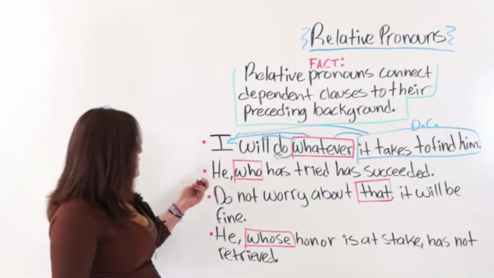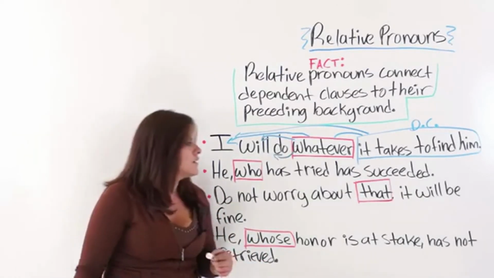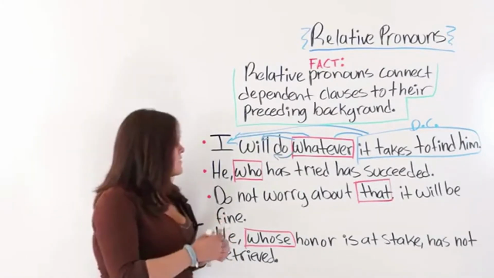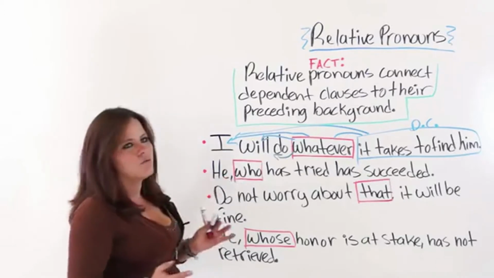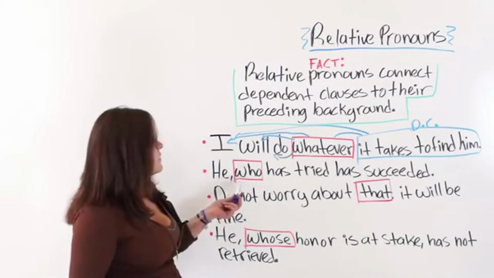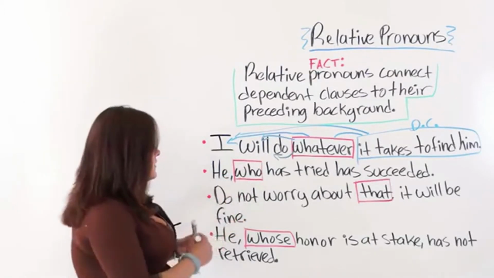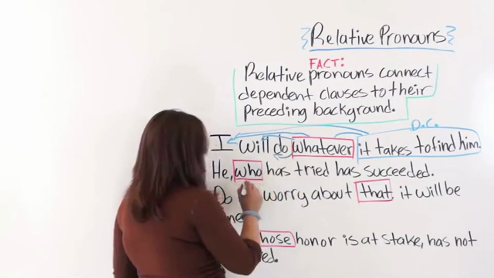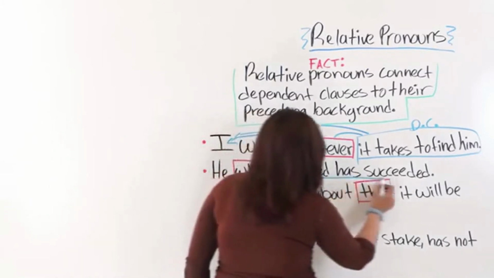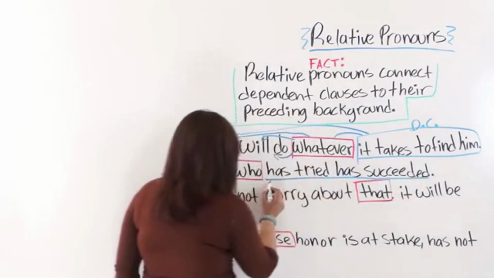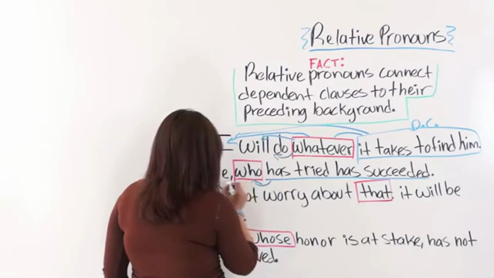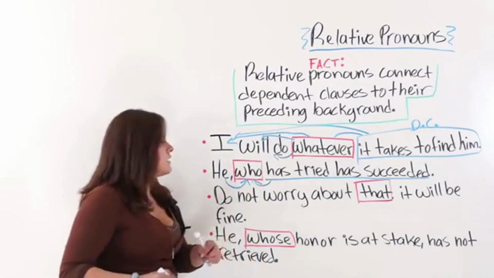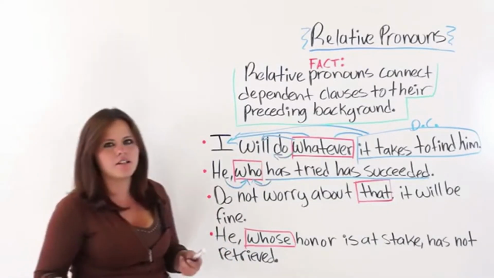The second one says, he who has tried has succeeded. As you can see, I highlighted who. This is the relative pronoun. So it connected has tried, has succeeded, which does not have a subject. So we need who to connect the subject here to make sense. He who has tried has succeeded.